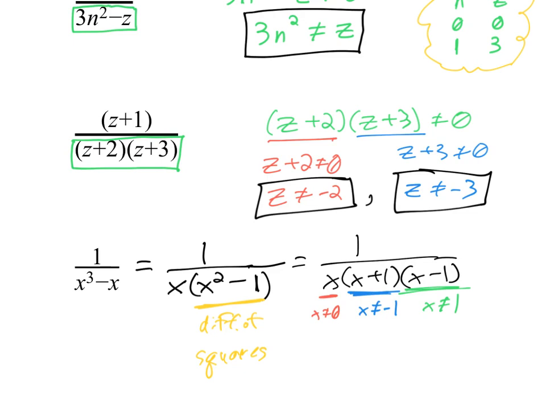Now you will often see all of these non-permissible values written in the same expression, and we typically go lowest to highest if we're doing that. So x cannot be equal to negative 1, or 0, or 1. Okay, in the next video, we're going to look at taking rational expressions and simplifying them as well as listing non-permissible values.